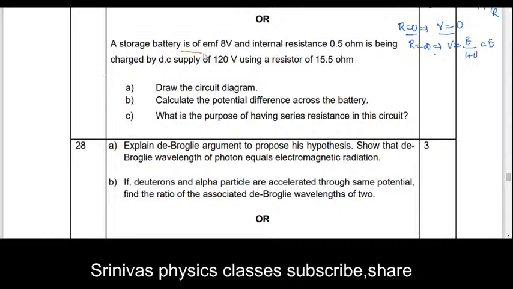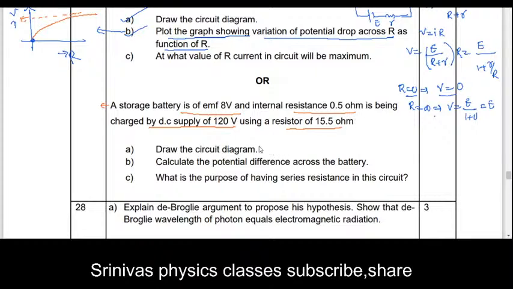A storage cell of battery 8 volts, internal resistance 0.5 ohm, is charged with a DC supply of 120 volts using a resistor of 15.5 ohm. Draw the circuit diagram. Let us start with the circuit diagram. What are they asking?